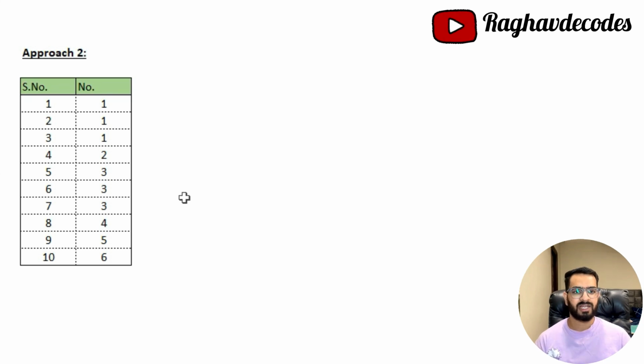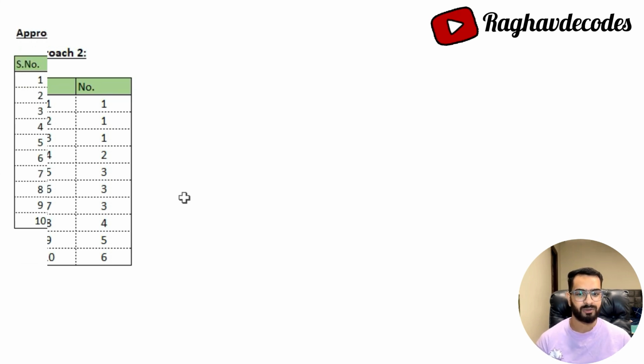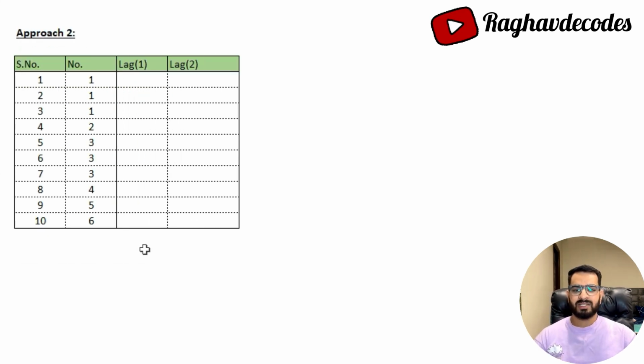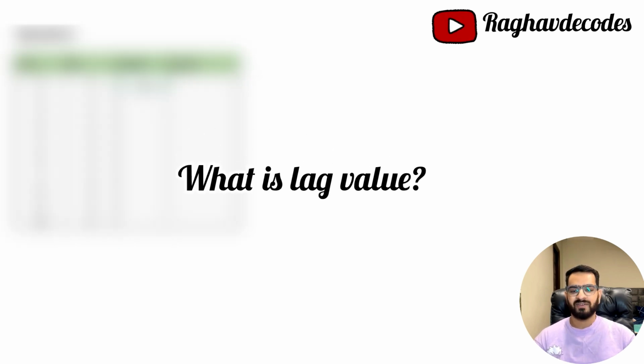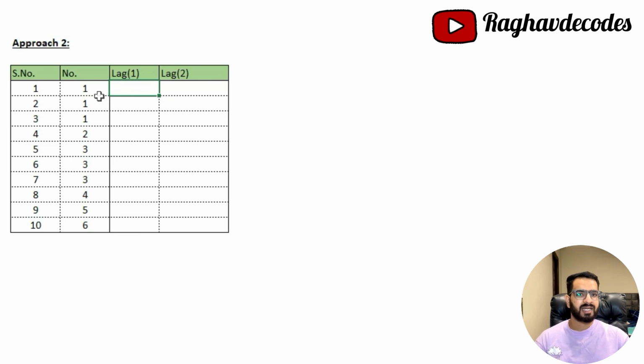In this, we'll be leveraging a concept called a window function, and using that window function, we'll be calculating the lag values. I'll be creating 2 additional columns, and these 2 additional columns are going to be the first lag value and the second lag value of this number column. Now let us try to understand what a lag value is. It is nothing but a preceding value. So in this case, we'll be looking at the preceding values of the number column.